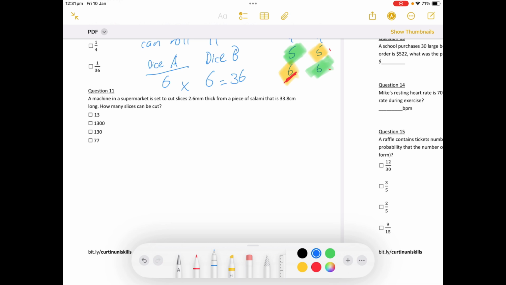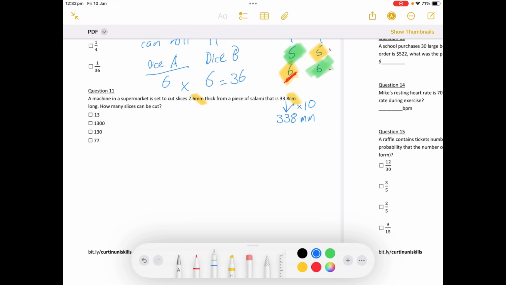One of the things that you should notice straight away is that I've got different units. Here I'm in millimeters, here I'm in centimeters. It doesn't matter what unit you use, but you need to have the same units. So for this scenario, I'm going to change the piece of salami into millimeters. To turn centimeters to millimeters, we times by 10. So I'm going to have 338 millimeters.